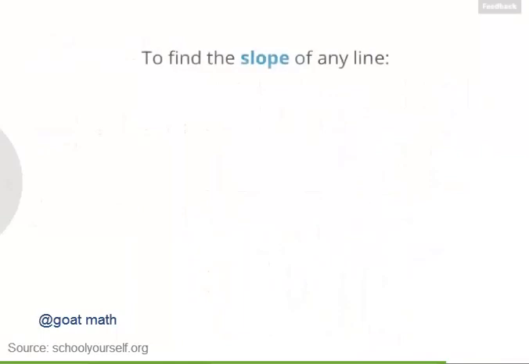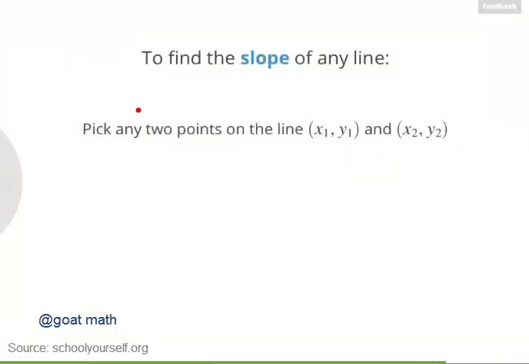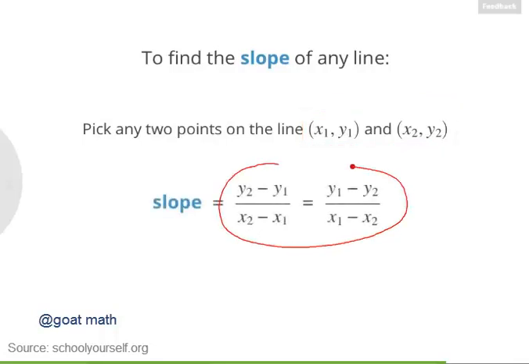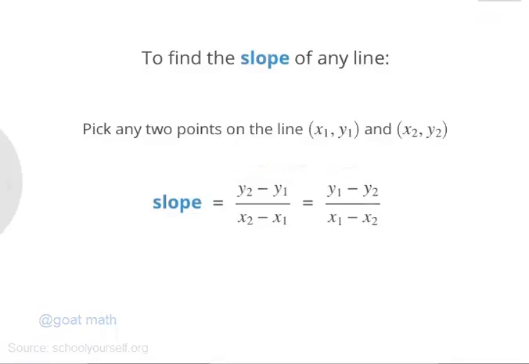So to summarize, here's how you can find the slope of any line. First, pick any 2 points on the line and call their coordinates x1, y1 and x2, y2. Then you can find the slope using either one of these formulas, y2 minus y1 over x2 minus x1, or y1 minus y2 over x1 minus x2. Both of these formulas will give you the correct slope.